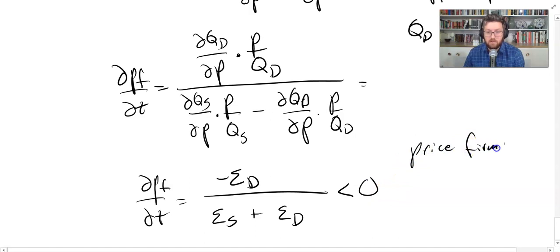Price firms receive falls as t goes up. Okay? So how does the price a firm receives change as you change the tax? It goes up. The amount it goes up depends on the elasticity of demand and supply.